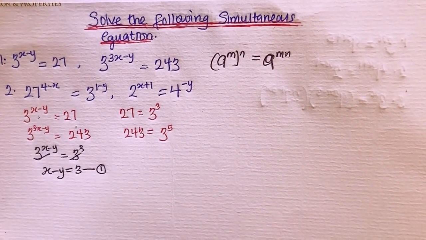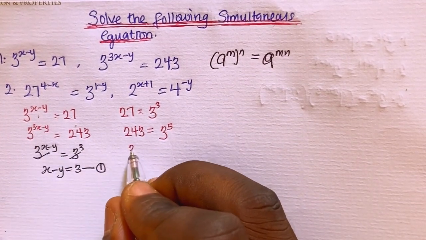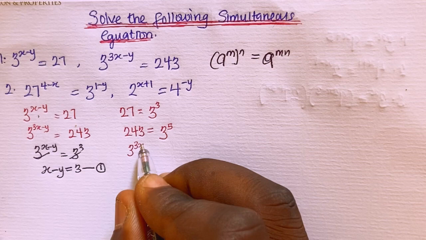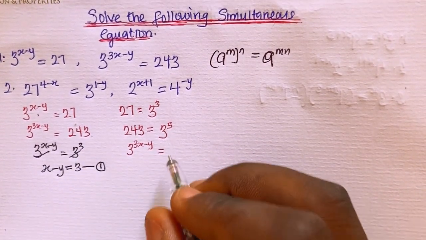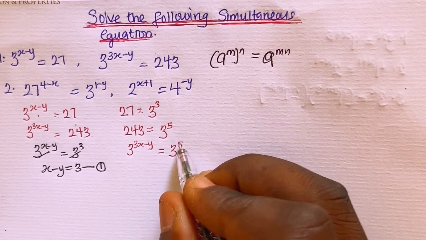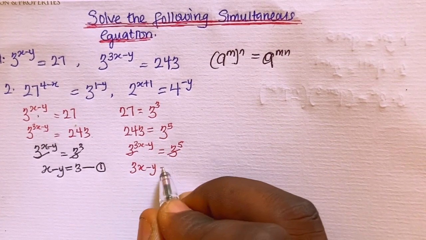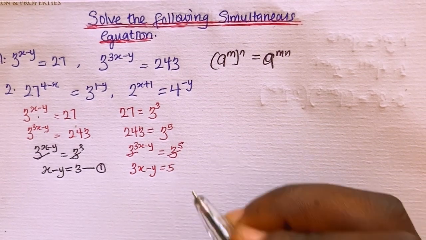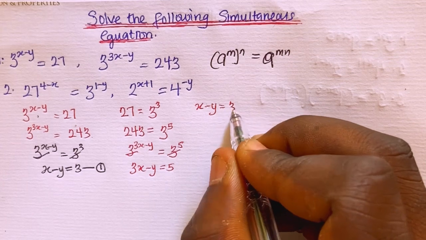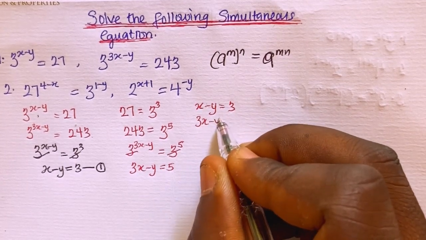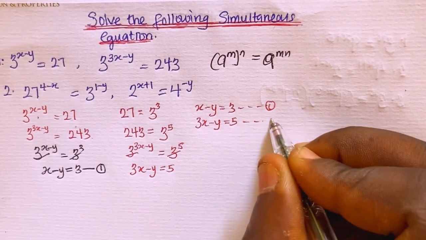Exactly. After that, we can come back to the second expression, which is 3 raised to the power 3x minus y, equals 243, which can also be expressed as 3 exponential 5. So this cancels this, and I have 3x minus y equals 5. Now I have two equations: x minus y equals 3, and 3x minus y equals 5. This is equation 1 and this is equation 2.